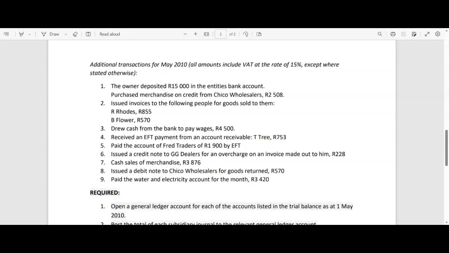Okay, so now, having said that, ladies and gentlemen, the fact that they say the owner deposited 15,000 rands into the entity's bank account, will that affect value added tax whatsoever? Let us start with that little question. Just a yes or no. Will that affect value added tax? Is there tax on an owner putting money into the business? Need you to type for me a yes or a no. Be brave.